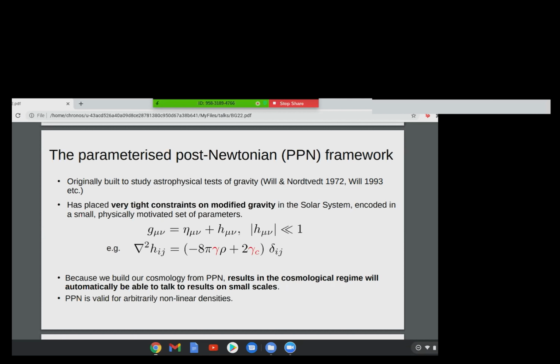And then what we're going to do is build our cosmology out of this. So we're going to build from the bottom up using this framework. And this means that anything we then obtain on cosmological scales will automatically be consistent with our small scale physics. Also, a more technical point, I note that this PPN framework makes no restriction on the density contrast. It doesn't need to be small. And this is useful in cosmology because it means that we can extrapolate down to the small scales rather than just being limited to linear scales.